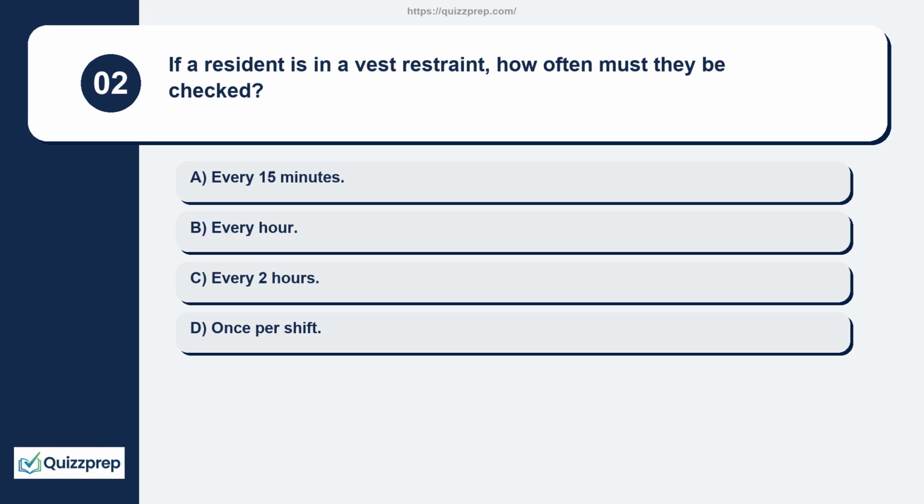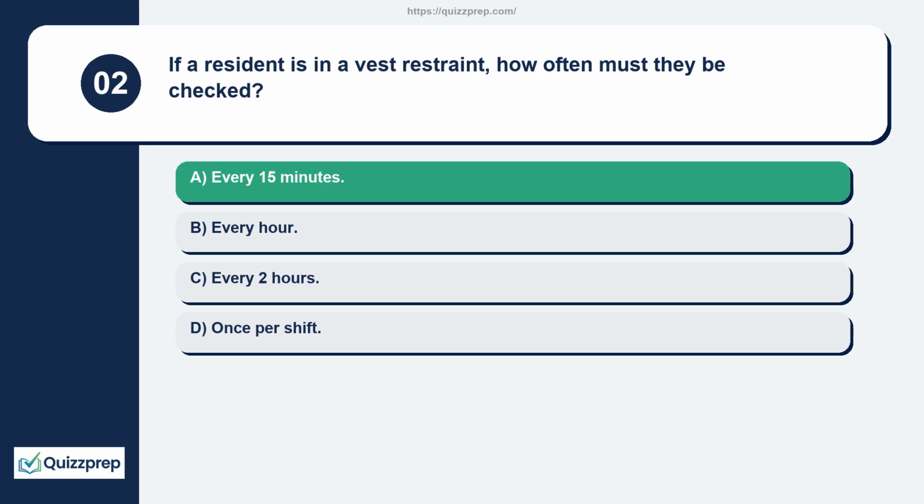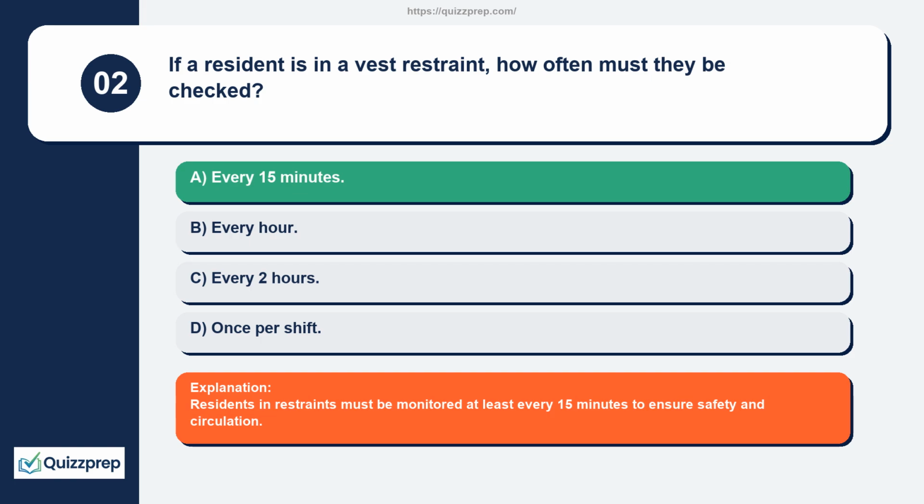Question 2. If a resident is in a vest restraint, how often must they be checked? Every 15 minutes, every hour, every 2 hours, once per shift. Residents in restraints must be monitored at least every 15 minutes to ensure safety and circulation.